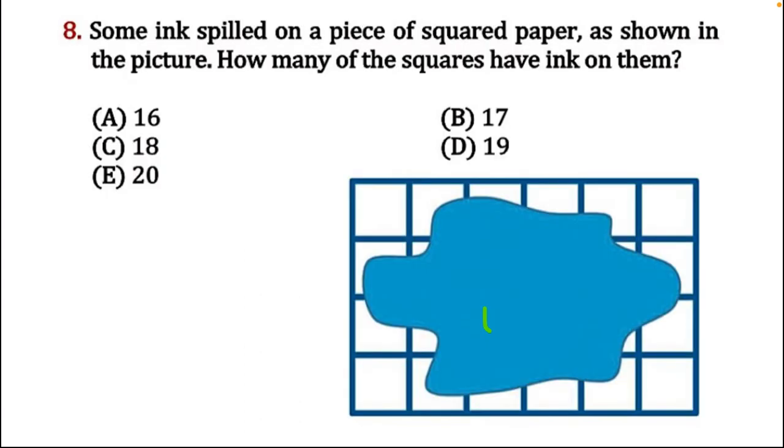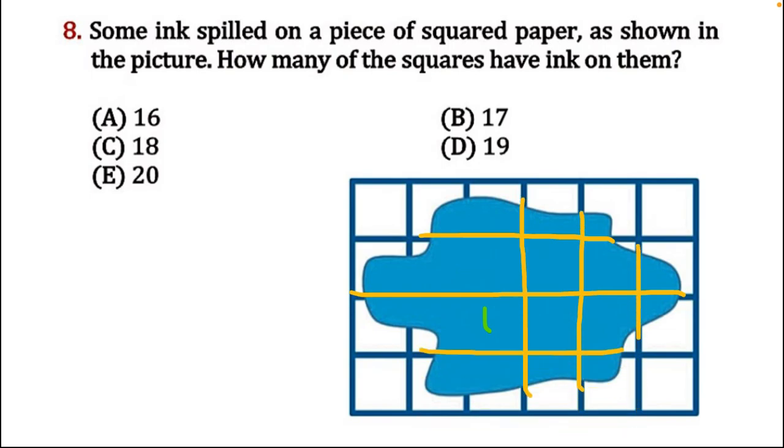First, I am going to draw the invisible lines on the big rectangle, which are actually hidden by the ink. After drawing the invisible lines, you can check, and I'm going to count the total number of squares that have ink on them. 1, 2, 3, 4, 5, 6, 7, 8, 9, 10, 11, 12, 13, 14, 15, 16, 17, 18, 19, 20.